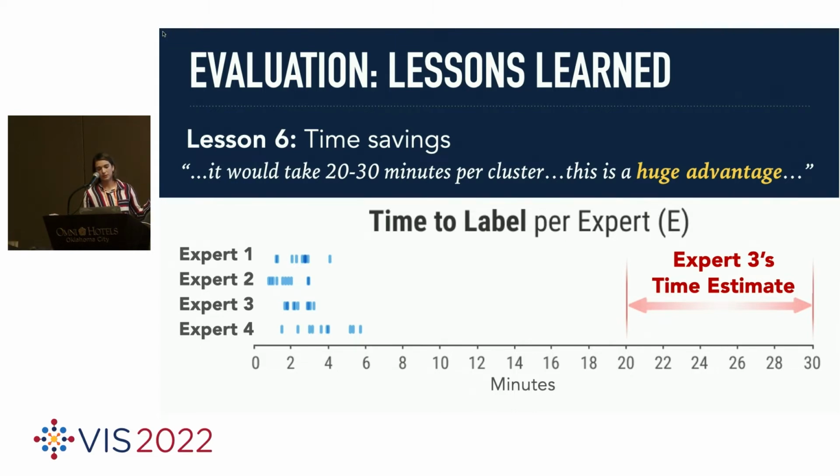So here I'm showing the labeling times for each expert on each metacluster. On average, it took 2 minutes and 36 seconds for someone to label a metacluster while speaking aloud to the interviewer, which is an order of magnitude faster than the estimated time it would have taken. And we didn't ask them to manually do that because they wouldn't have done it anyway.